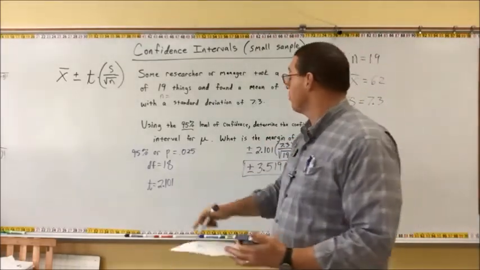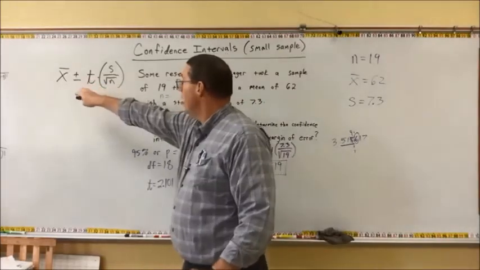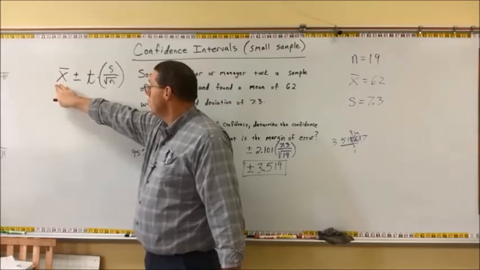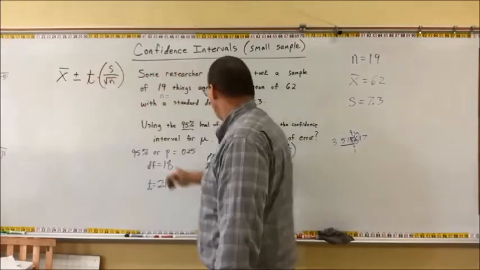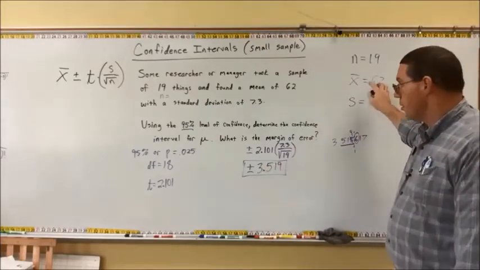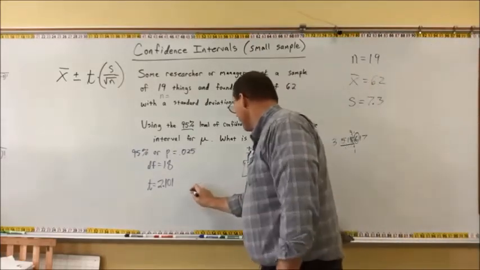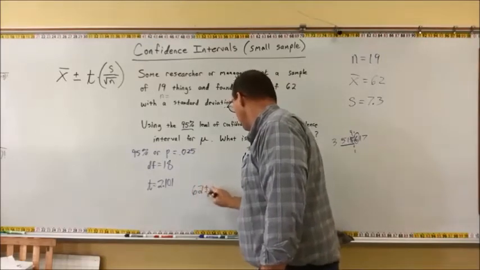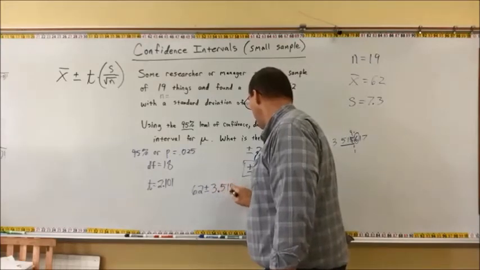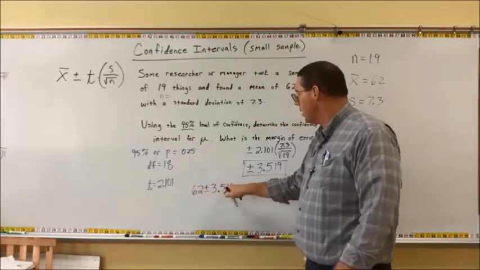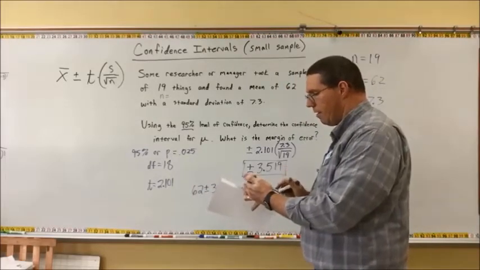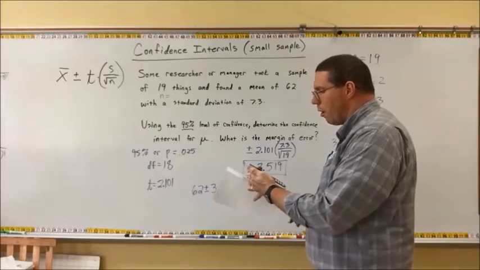And now, in order to do the confidence interval, I'm going to do the sample mean plus or minus the margin of error. And the sample mean is 62. So it's going to be 62 plus or minus 3.519. So I'm going to do 62 minus 3.519. And that's going to give me 58.481.